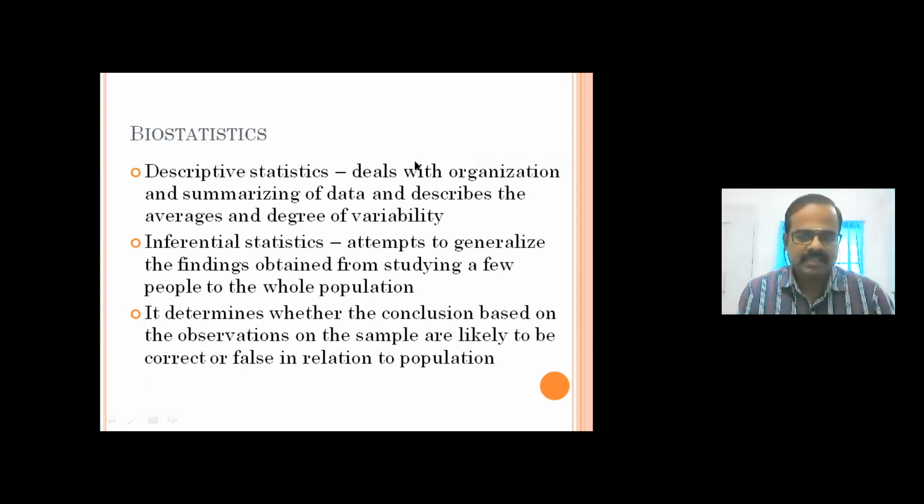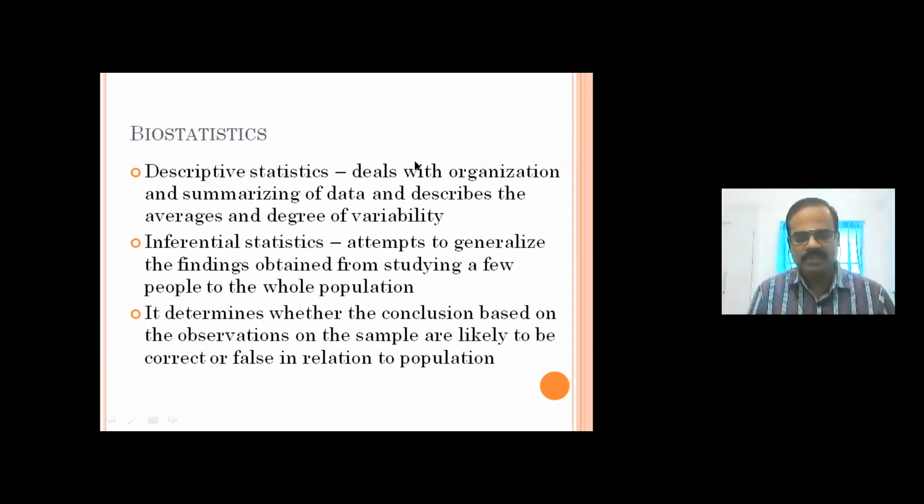And inferential statistics goes one step further. It attempts to generalize the findings obtained from studying a few people. That means when you are doing a study, you don't collect the data from the entire university. You collect data from a sample of the population, and then you attempt to generalize the findings of that sample to the total population. This is what we call inference. You make an inference about the sample in relation to the general population. That is what we call inferential statistics.